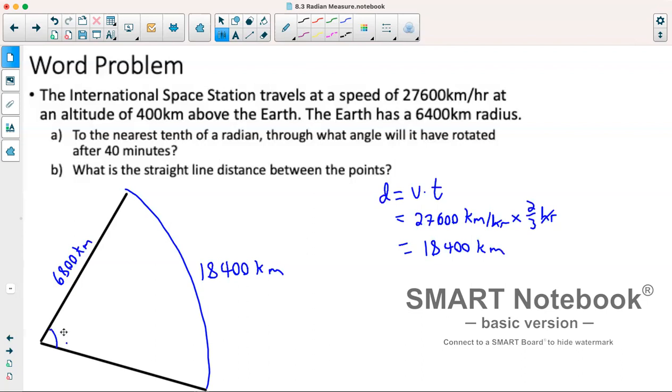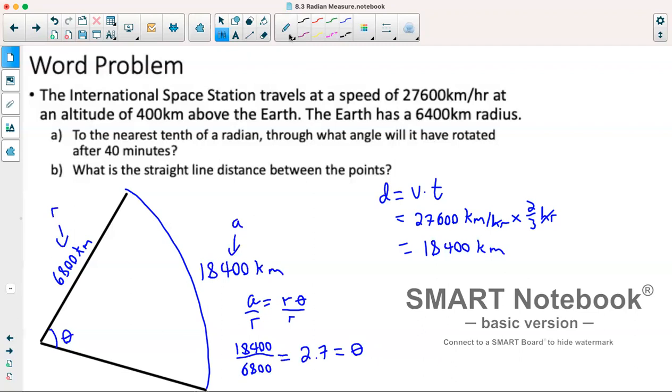Now we want to figure out this angle here. We have our arc length, so this is our A. We have our R, so we can use A is equal to R theta. Now we want to get our angle, so we'll divide both sides by R. So we have 18,400 divided by 6,800, and that gives us 2.7 as our angle. So 2.7 radians.